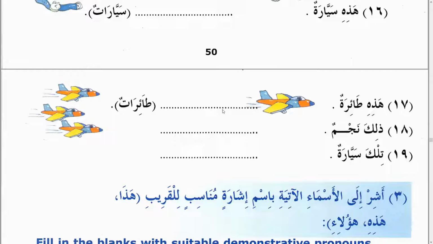ذلك نجم. I want to say those stars. ذلك نجم. Those stars. Najm plural is nujum, by the way. So what will I use? Those stars. Those are stars.